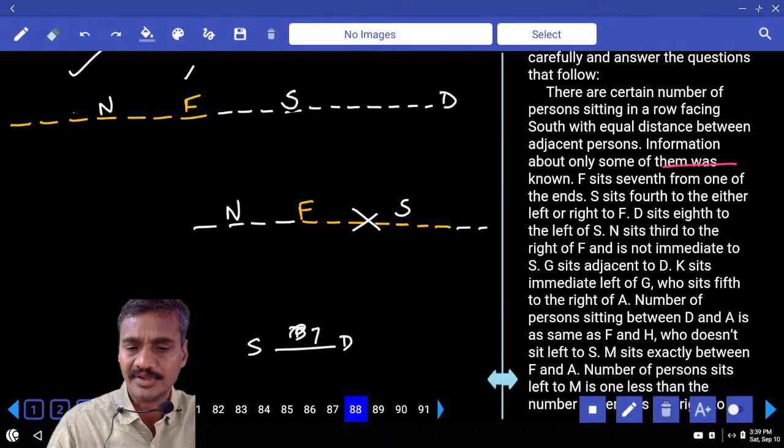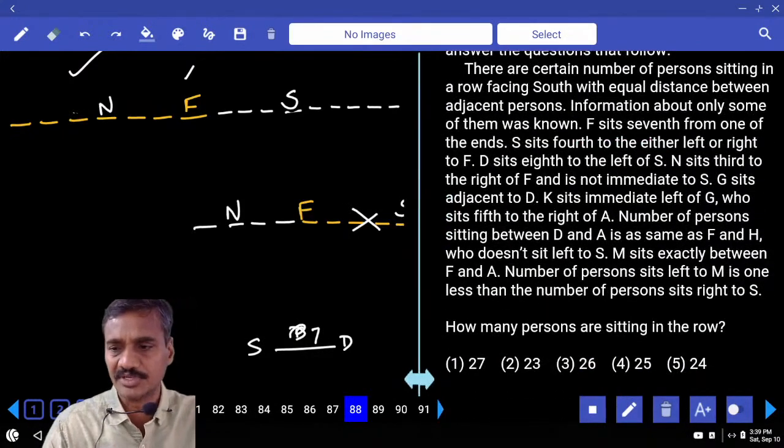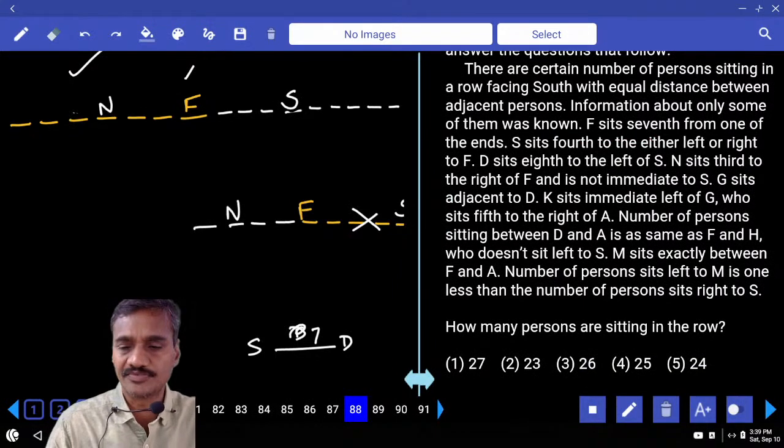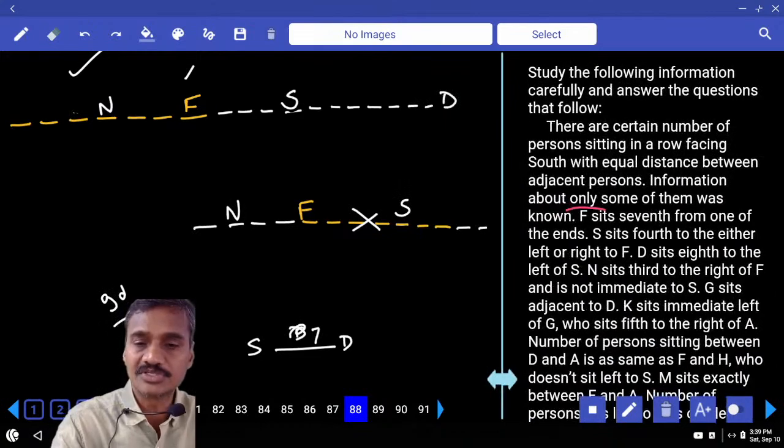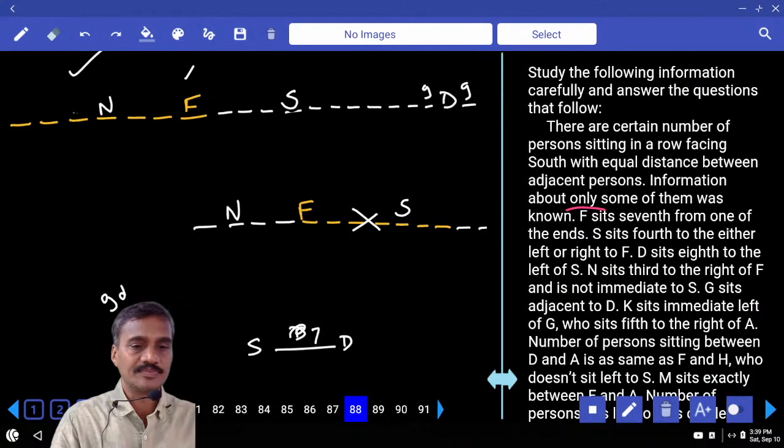Then and next one, F is eighth from one of the extreme ends. N sits out to the right of F. And next one, N is not immediate neighbor. G sits adjacent to D. That means G and D are adjacent to each other. Again, we have two possibilities for this G.